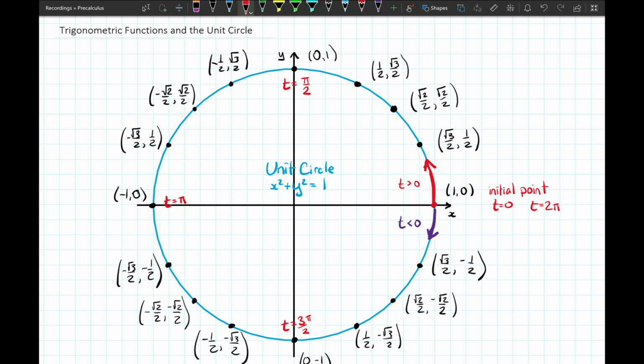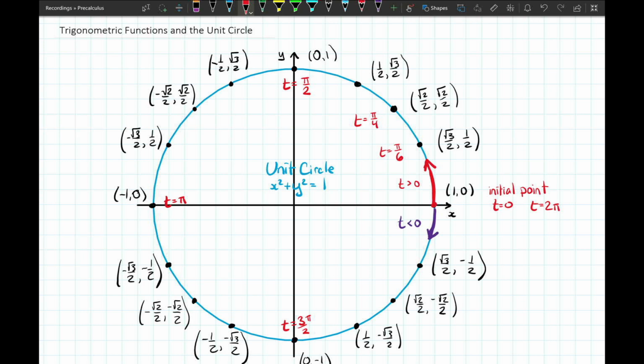Now there are some useful other terminal points here. If we were to travel a distance of pi over 6, our terminal point has coordinates √3/2 and 1/2. If we travel a distance around the unit circle of pi over 4, well, that's 1/8 of a circle, and that leads us to the terminal point (√2/2, √2/2). It's the point where x and y are equal.